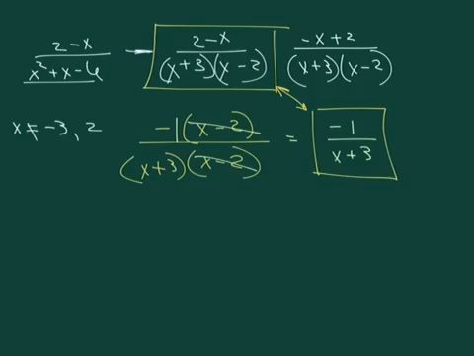The number that does not work here is negative 3. Does 2 work here? Yeah, 2 plus 3 is 5. That does not make your denominator 0. So negative 3 does not work here, and it does not work here. 2 does not work here, but it works there.